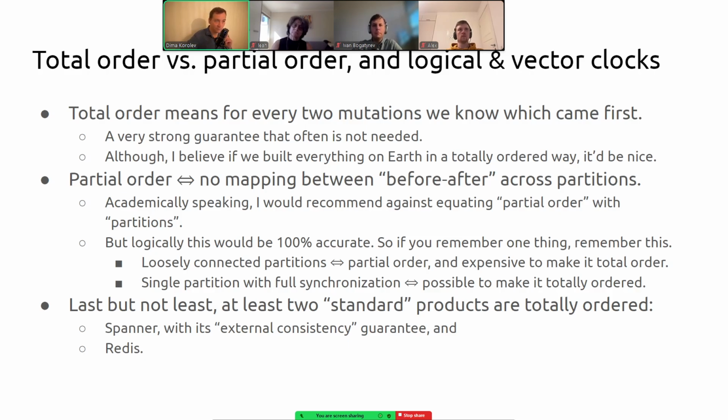So yeah, what I want to say at the end of this slide is that at least two widely used products do guarantee total order. And it's Google Spanner with what is called external consistency. They have highly precise atomic clocks synchronized by satellites across data centers, no kidding. There are open source projects right now that try to mimic Spanner's guarantees, but the way Spanner works is they have synchronized clocks physically down to nanoseconds.